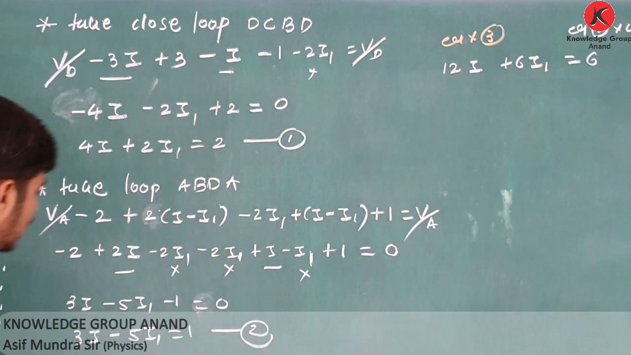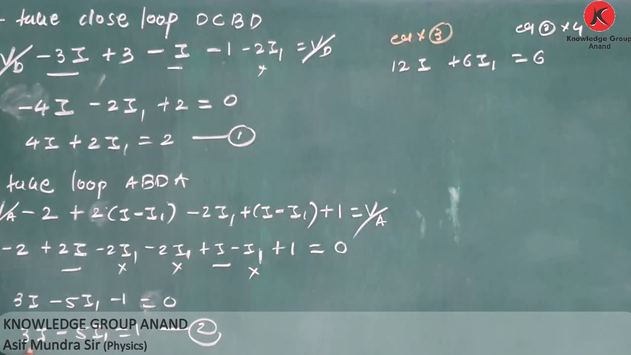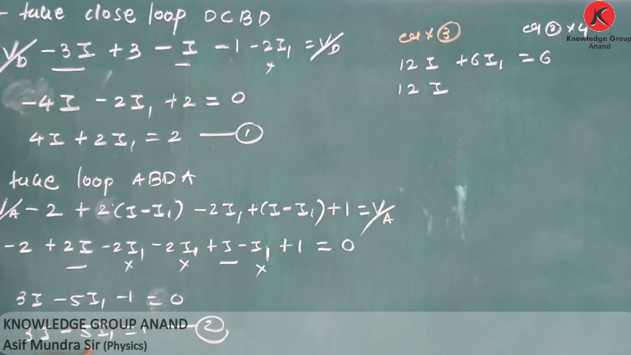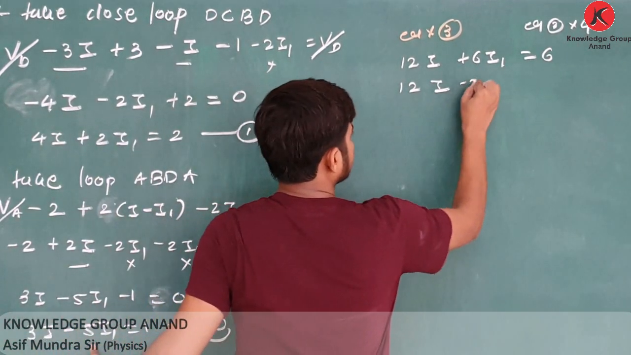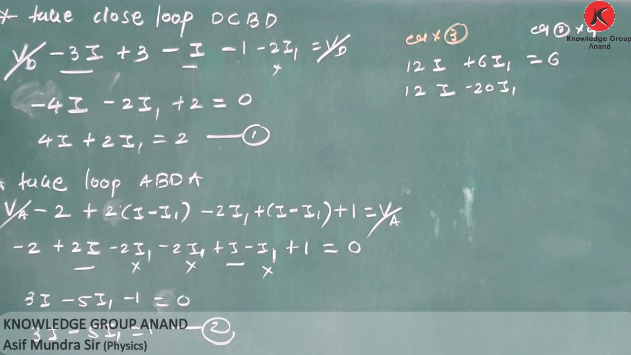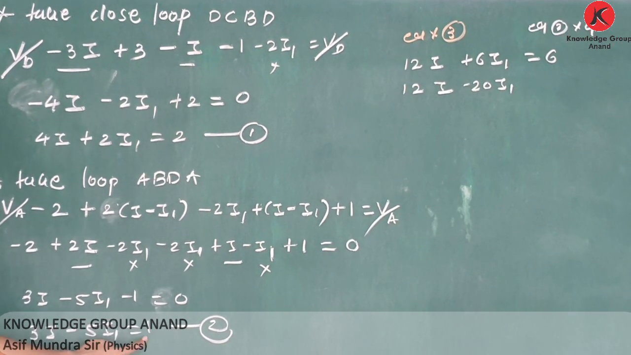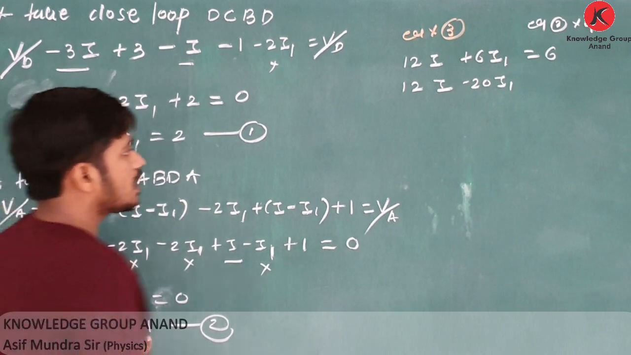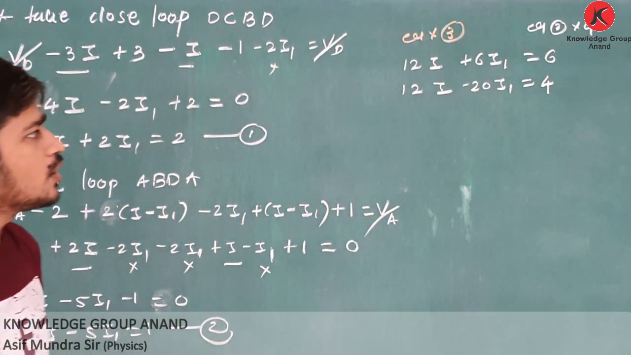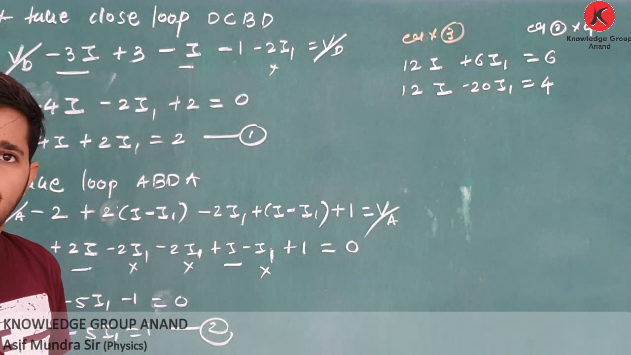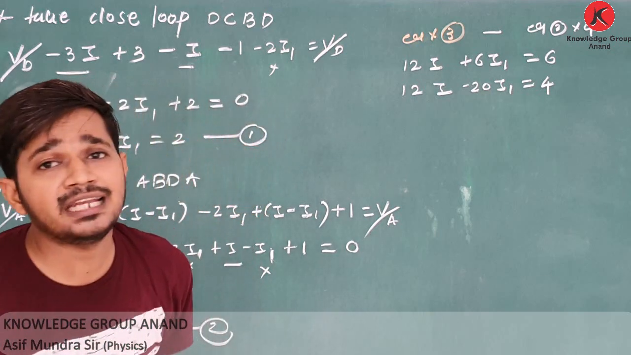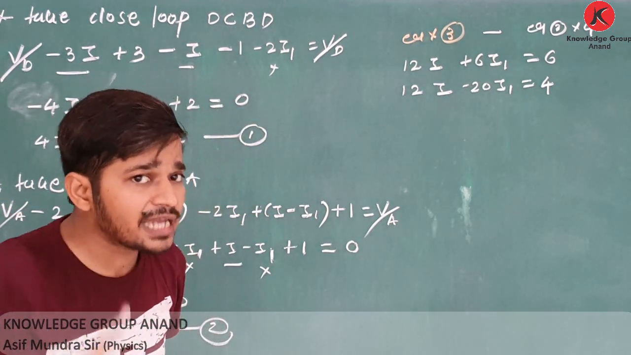Clear about this? Okay, so yes, 4 into 3I, it is 12I. 4 into 5 means it is 20. So yes, it is minus 20I1. Clear about this? And yes, if you multiply this one by 4, then here is equal to 4. Okay, so now take that subtraction because we want to eliminate I.